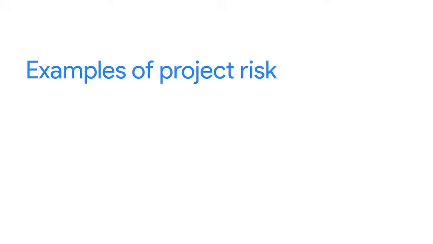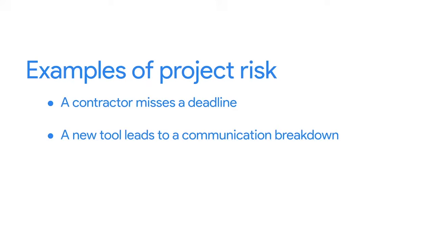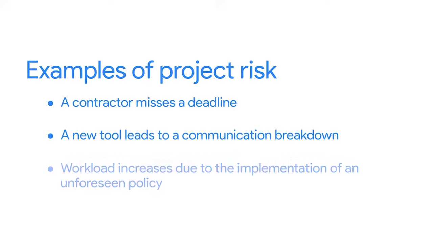Let's revisit some examples of risks. A project risk might be a contractor missing a deadline, or introducing a tool that may lead to communication breakdown within your team, or unexpected additional work because of an unforeseen policy being put in place. When any risk occurs, the consequence is a change to the project plan.